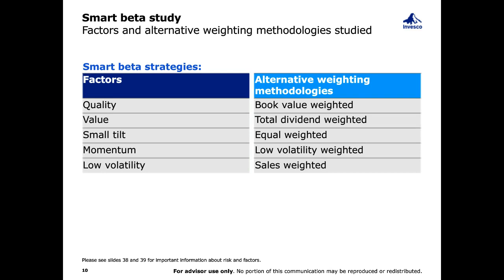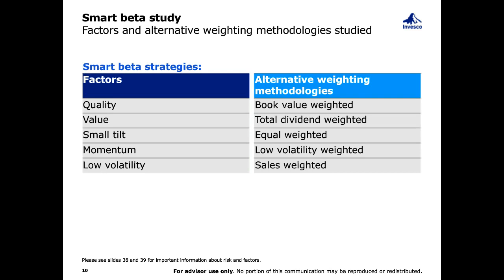On the alternative weighting methodology side, most traditional indices are weighted by market capitalization, the number of shares outstanding multiplied by the share price, which may result in a bias towards overvalued stocks. By contrast, alternative weighting methodologies allocate stocks based on measures apart from market capitalization. In our study, we examined 5 commonly used weighting methodologies.